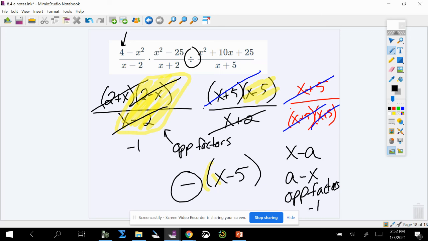And that's the end of 8.4. So it shows you definitely some a little more challenging ones, but it's still a repeat of a lot of the factoring techniques and a lot of the same canceling that we did yesterday.